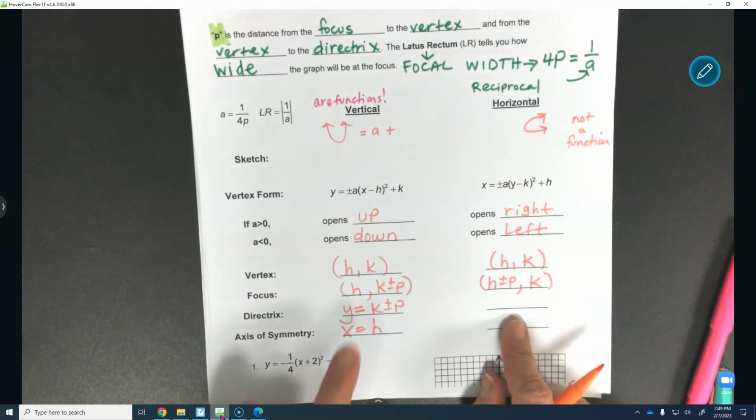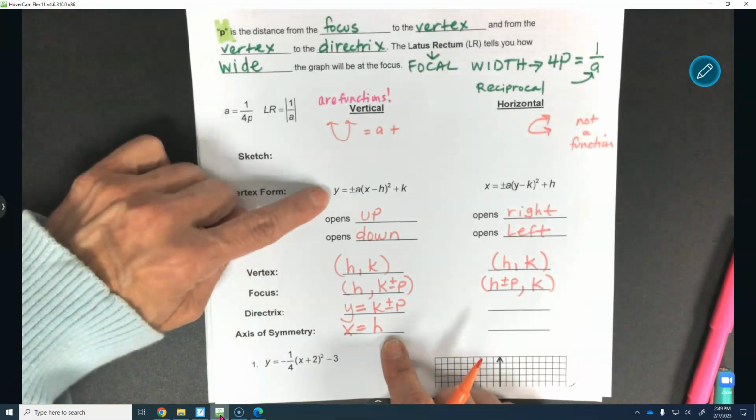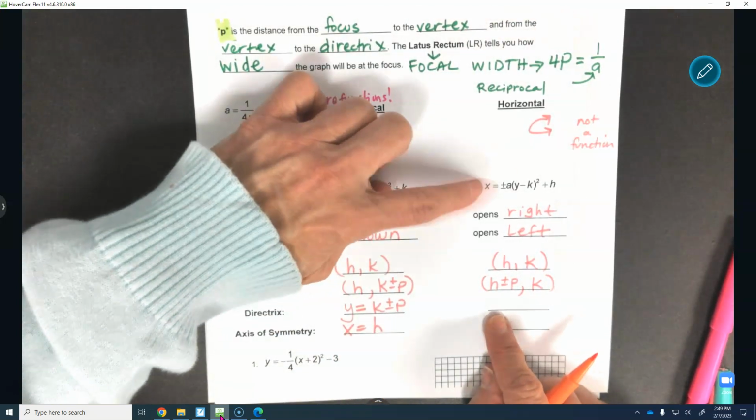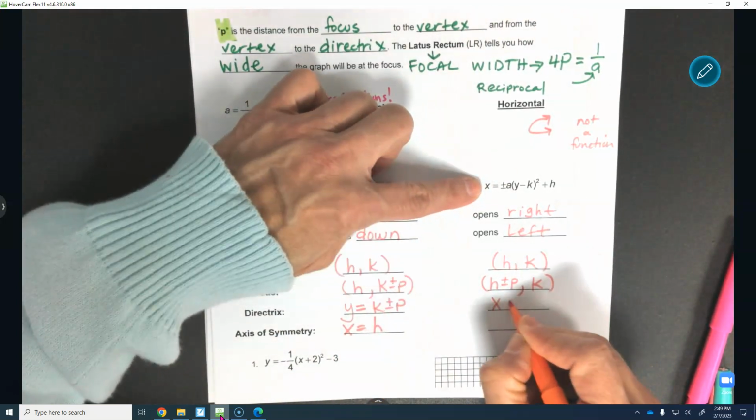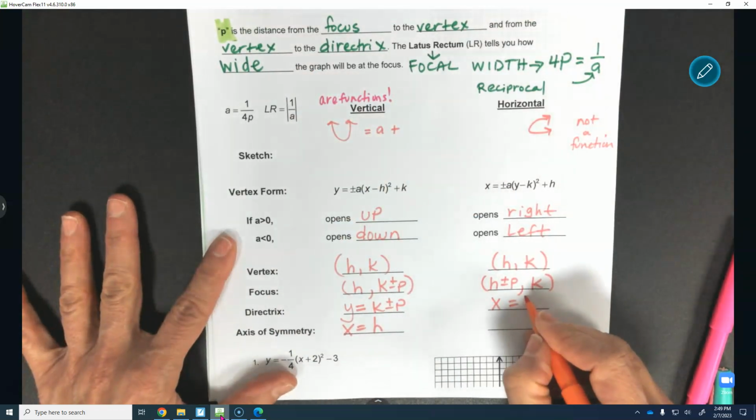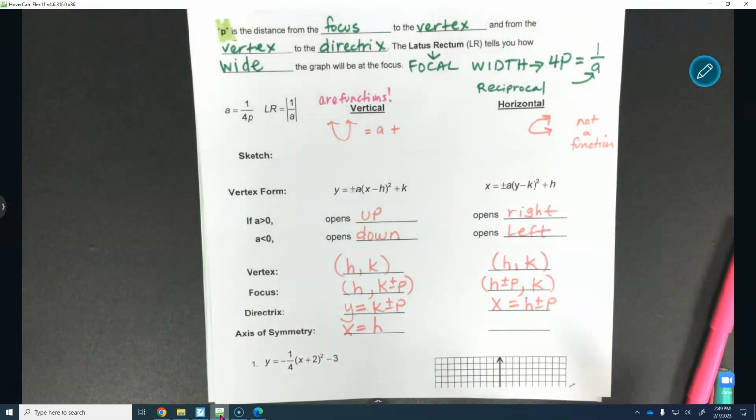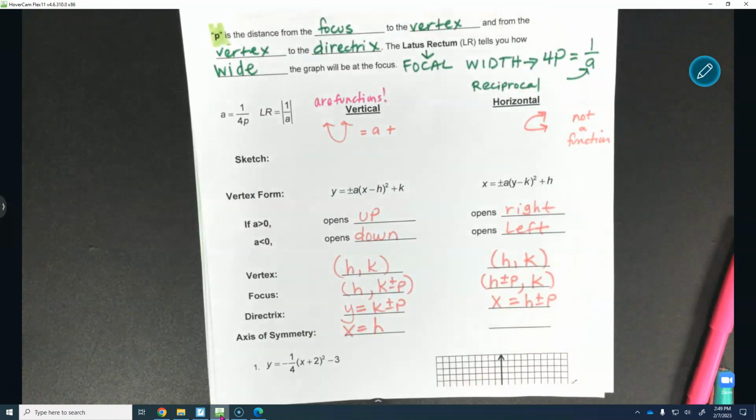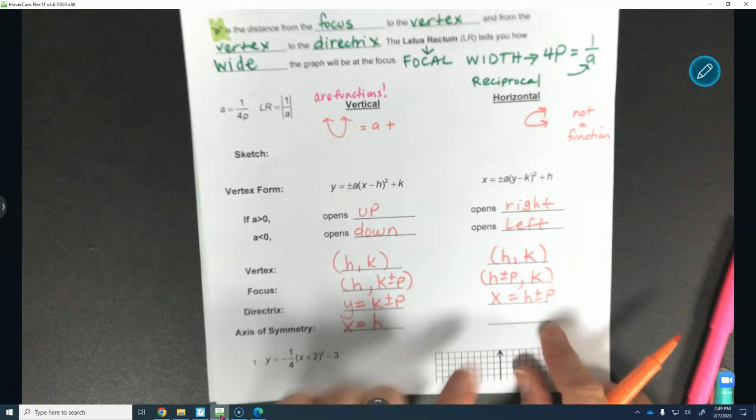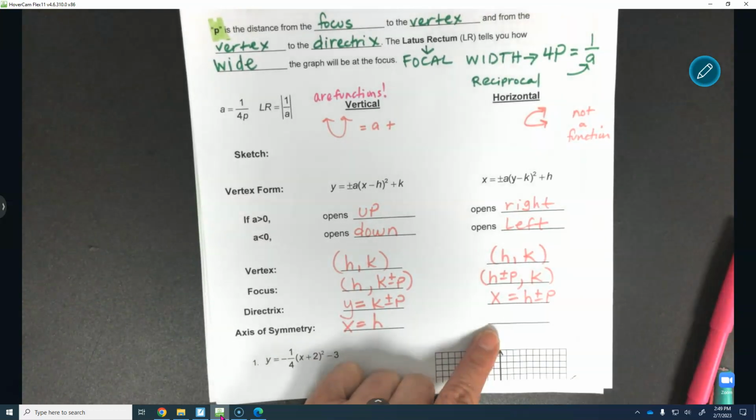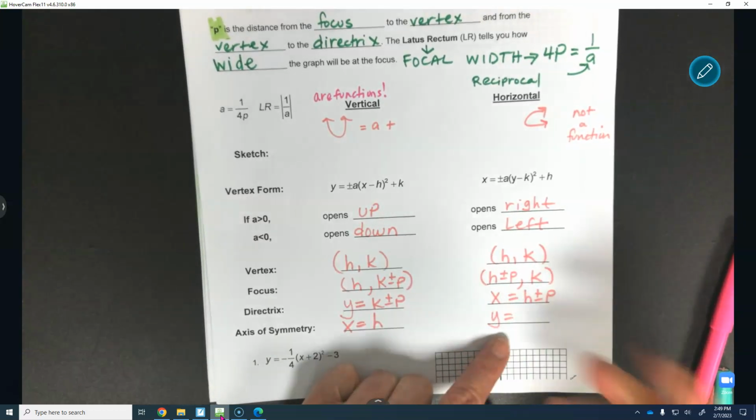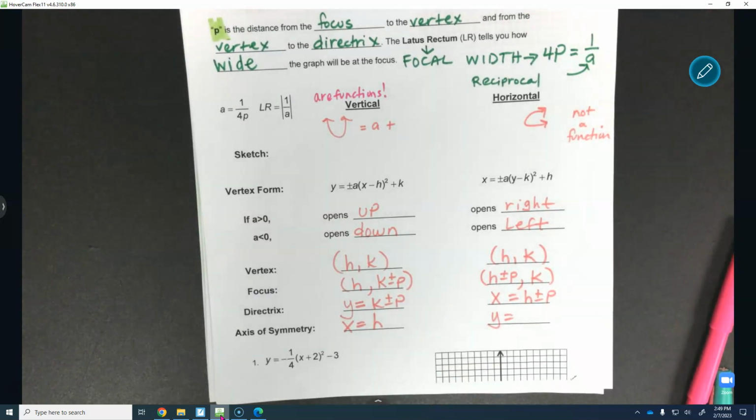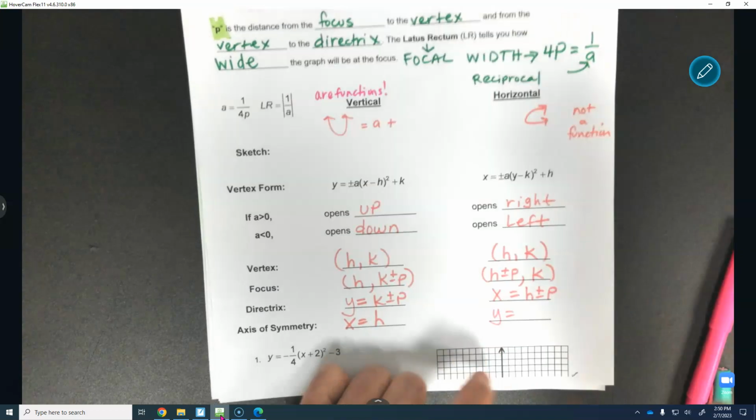Same with your directrix. Now remember, over here the equation started with a Y. For a directrix, it's going to start with X. And that is going to equal your H value plus or minus your P value depending on the direction of the opening. Your axis of symmetry, whatever letter starts with your directrix, your axis of symmetry is going to be that other value, and it's just going to be the same as the Y coordinate in the vertex.